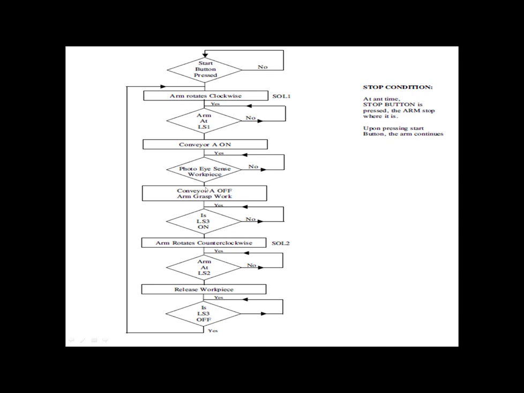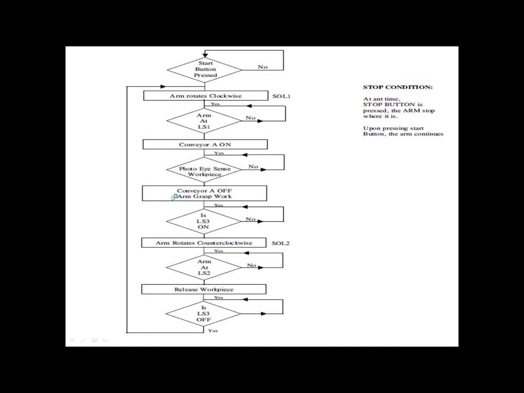At that time we have to turn off conveyor A, for energy efficiency, or you can say for energy conservation. It is better to turn off conveyor A, because otherwise, not only for the conservation of energy, the workpiece will move on, and we don't need that. So it's better to turn off conveyor A.